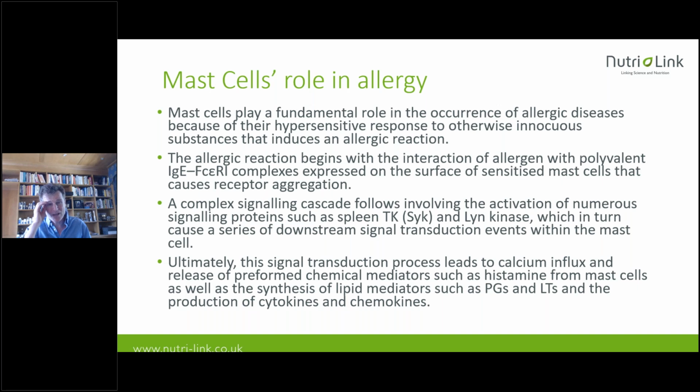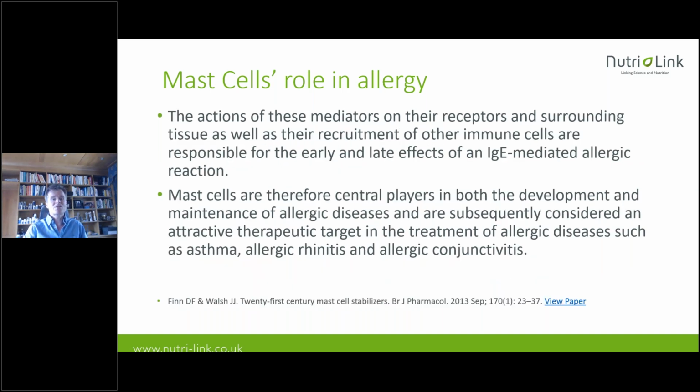And the release of preformed chemical mediators such as histamine from mast cells, as well as the synthesis of lipid mediators, prostaglandins and leukotrienes, and the production of cytokines and chemokines. So there's an awful lot of activity going on. Calcium influx, histamine and leukotriene and prostaglandin release, effectively. So the action of these mediators on their receptors and surrounding tissue effectively results in the inflammation that is visible through perhaps red skin, itchiness, and so on.